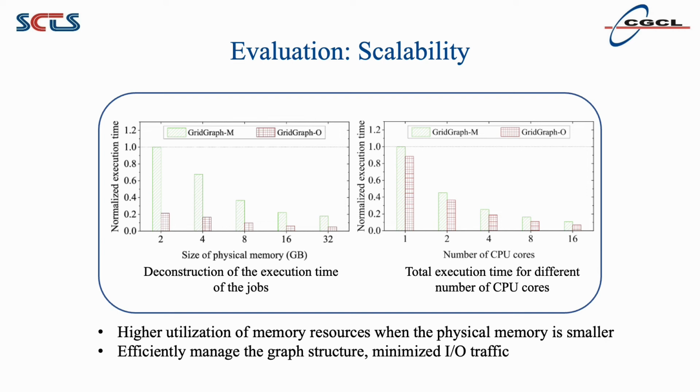Then we evaluate the performance of various schemes to handle 4 jobs over the CW dataset when using different sizes of physical memory. The results are depicted in the left figure. We can observe that GraphSO achieves better performance improvement when the physical memory is smaller, due to its higher utilization of memory resources. In addition, we also evaluate the execution time of 4 jobs over various schemes on the TW dataset, changing the number of CPU cores. We can find GridGraph-O outperforms GridGraph-M under any circumstances.